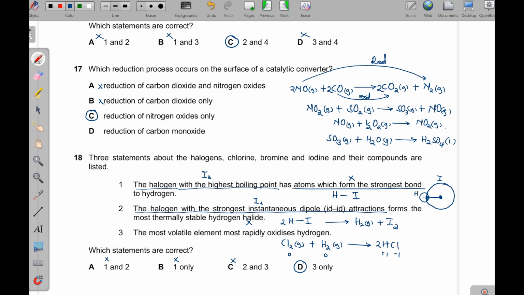Now you can see that from 0 to -1, that is reduction, not so? But then from 0 to +1, that is oxidation. So hydrogen is oxidized. So they are saying the most volatile element most rapidly oxidizes the what? The hydrogen. You see that? So that's why our answer is what? It is D there.